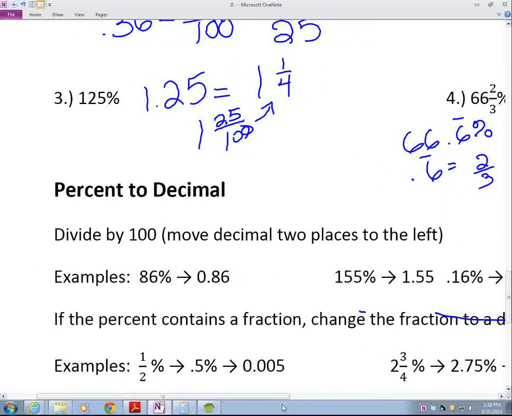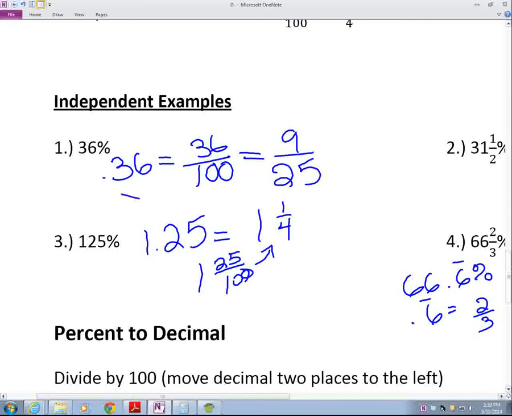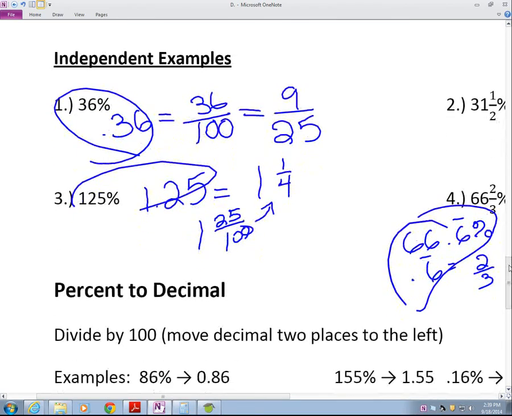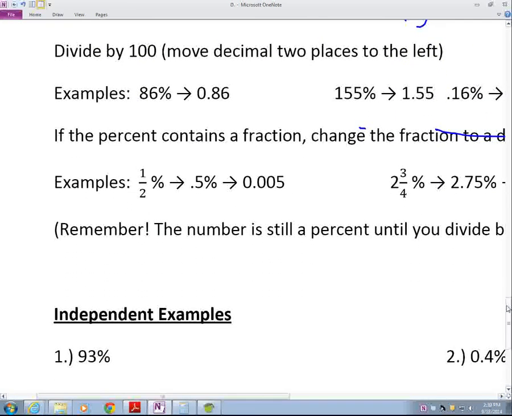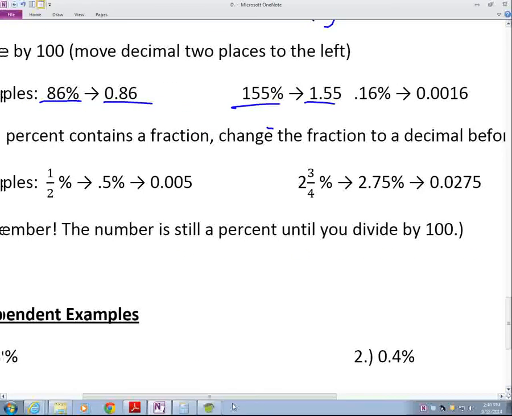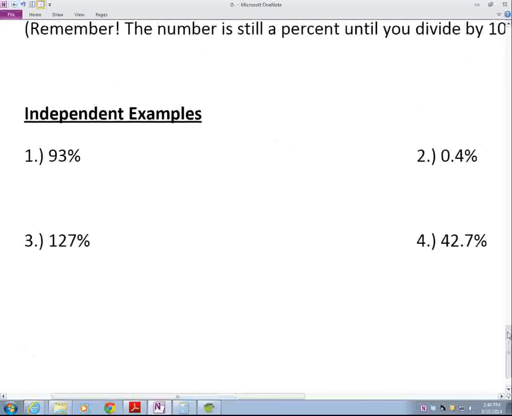Percent to decimal. I promised my other classes that I would do this one on this video, so we have to get through this one. I think that this one should have been easier and done sooner because that's exactly what we did in the first step on all of these. So maybe next year we'll mix it around. So we have examples: 86% goes to 0.86, 155%, and so on. If the percent contains a fraction, change the fraction to a decimal, and then divide by 100. I hear lots of yawns. Luckily, you guys are going home in 3 minutes.